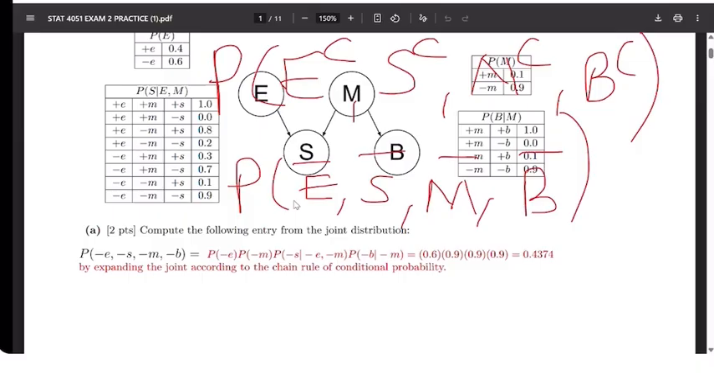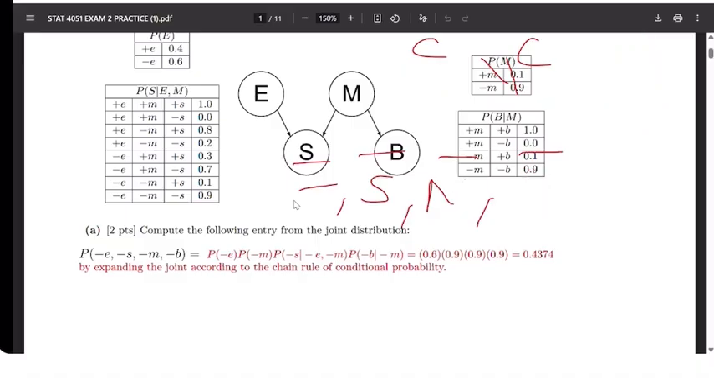Now, I need you to pay attention. If they ask you to write the probability of the joint, you look at the network. You start with the probability of E, right? Why am I putting a minus? Because here they say minus. Then M standing alone. Then the next is the probability of S depending on E and M. And the next is the probability of B depending on M.